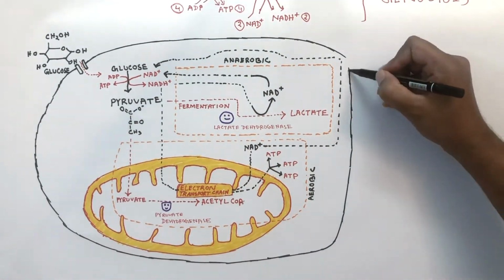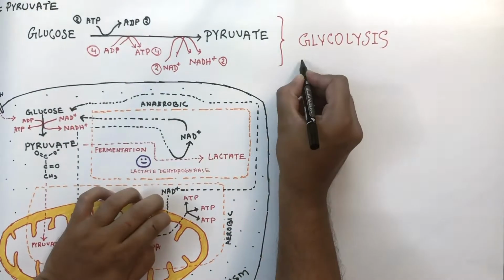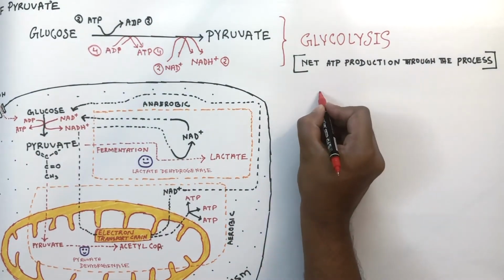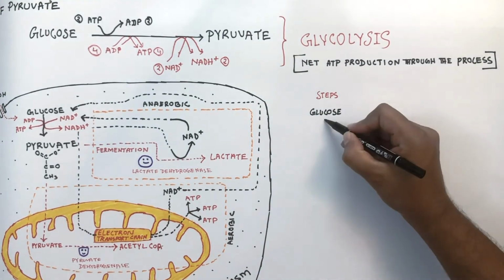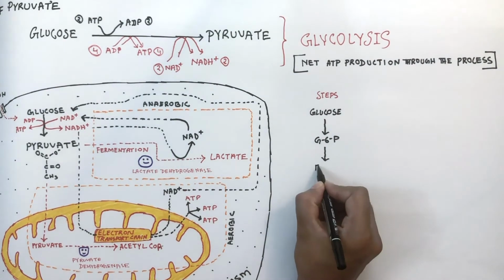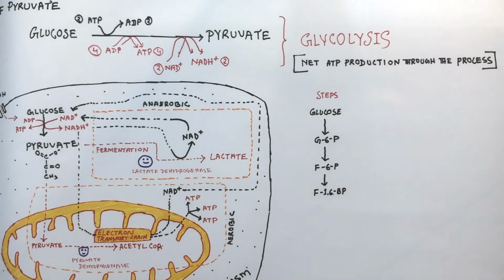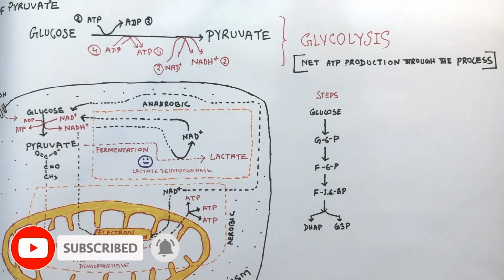Now let's find the net ATP production through glycolysis process. First, I will show you the steps of glycolysis in short. One glucose molecule is converted into glucose 6-phosphate. Then glucose 6-phosphate is converted into fructose 6-phosphate. Fructose 6-phosphate is then converted into fructose 1,6-bisphosphate. Fructose 1,6-bisphosphate is then cleaved into 2 molecules, a dihydroxyacetone phosphate molecule and a glyceraldehyde 3-phosphate molecule.